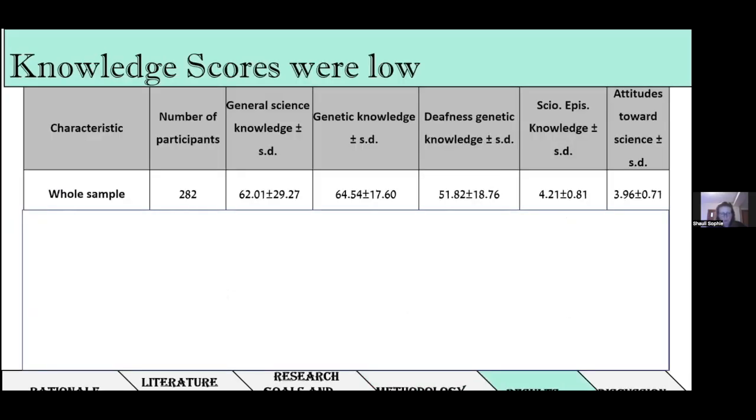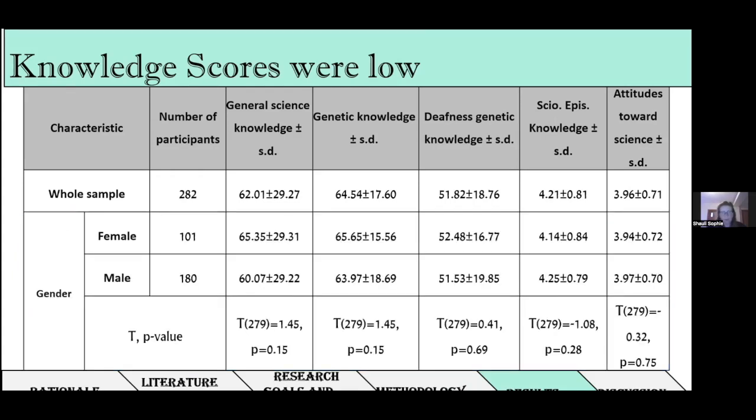As in other studies internationally, using a variety of measures, the level of general and context-specific scientific knowledge was not high. Respondents' general science knowledge was generally low, and genetic knowledge decreased as the questions became more specific. It was consistent with other studies. There was no difference in terms of gender, age, or family relationship to deafness.